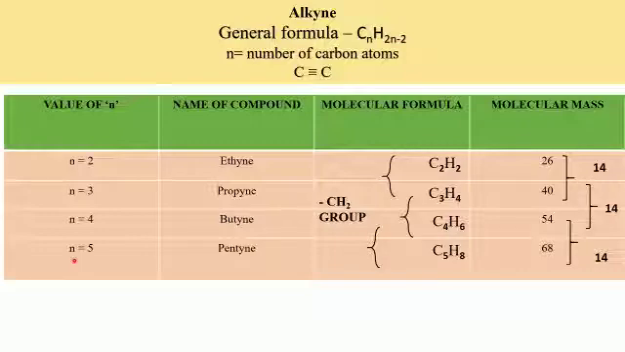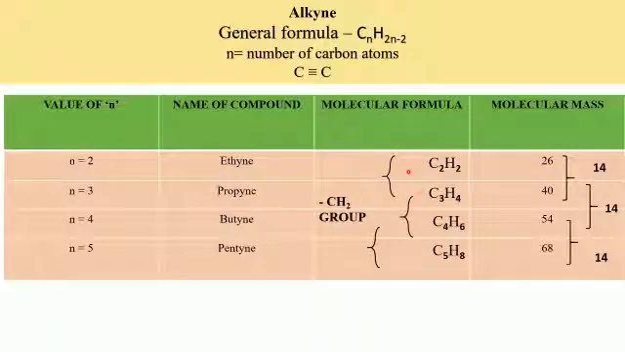And the next member, that is value of n equal to 5, you will get a compound named pentyne, and pentyne will have the formula C5H8. 5 carbon atoms are present, so it's a derivative of pentane. So the root word will be pent, and ANE will be replaced by YNE to indicate the presence of triple bond. And the molecular mass will be 68.